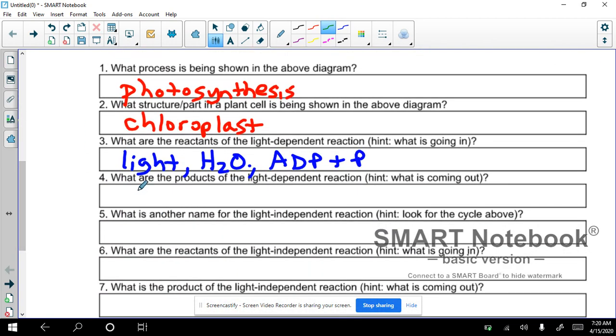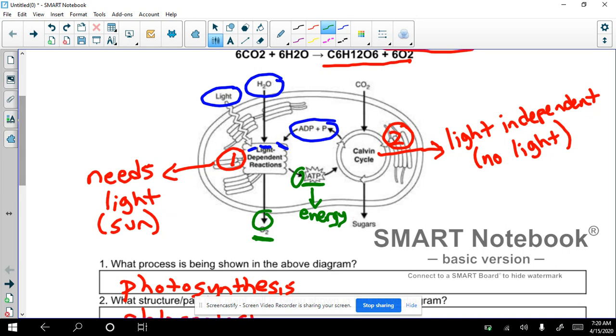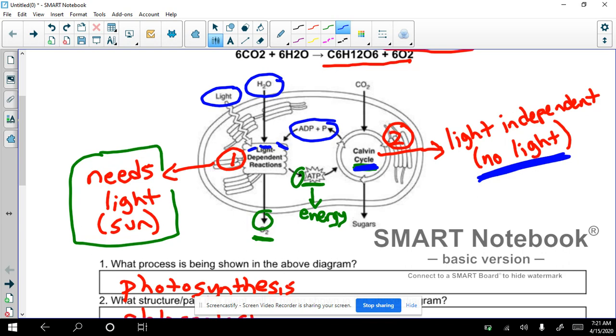So what are the products? There are two of them, O2, oxygen, and this molecule called ATP, which I just explained, gives us energy. All right, that's for the light dependent. Once again, that is the part that needs light coming from the sun. Now we're going to move over to this part, which is also known as the Calvin cycle or the light independent. It does not need light.